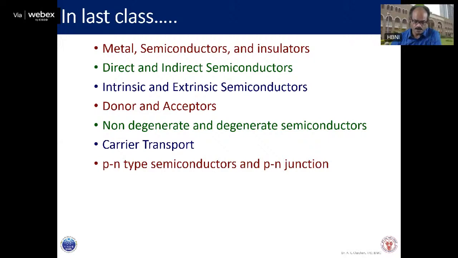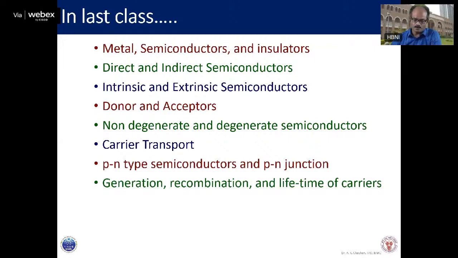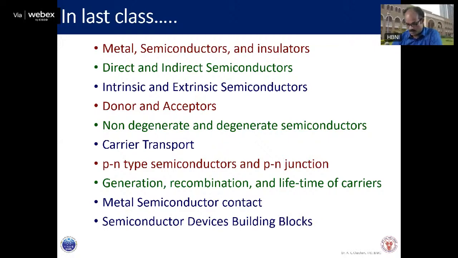Then we saw P-N type semiconductors, and the P-N junction also, how the junction is formed. Then we saw generation, recombination, and lifetime of different carriers. Then metal semiconductor contact. We understood when a metal and semiconductor contact is made, how the different parameters like work function, electron affinities, all these come into picture.